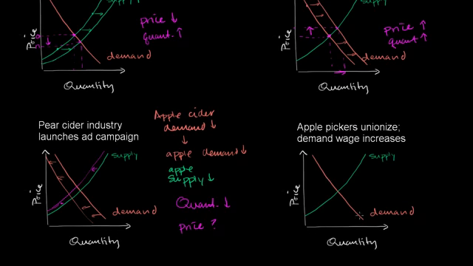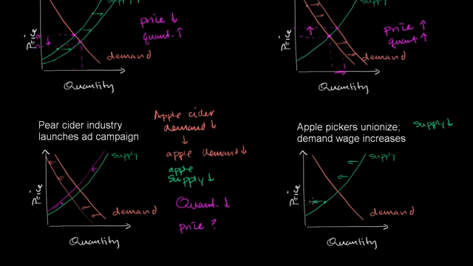Now let's look at this one. The apple pickers unionize, and they demand wage increases. So this is an issue for the suppliers. All of a sudden, one of their inputs, one of their costs of production, which is labor, has gone up. So if their cost of production has gone up, now at a given price point, they are less profitable, less willing to produce apples. So at a given price point, we're talking about the suppliers, they will supply a lower quantity. So this is going to lower supply.